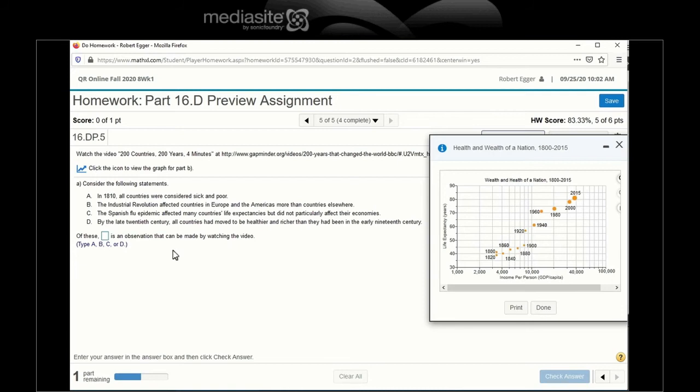Concerning the following statements: in 1810, all countries were considered sick and poor. The Industrial Revolution affected countries in Europe and America more than countries elsewhere. The Spanish flu epidemic affected many countries, but did not particularly affect their economies. By the late 20th century, all countries had moved to be healthier and richer than they had been in the early 19th century. Of these, which observations can be made by watching the video?